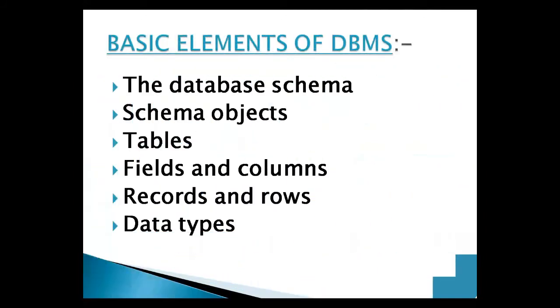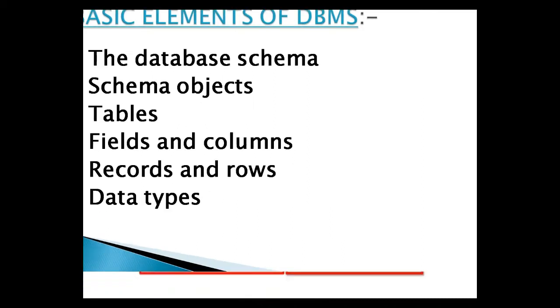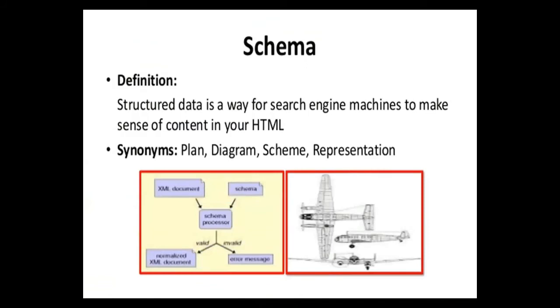Next heading is basic elements of the database management system. These are the basic elements of the database management system. First one is the database schema. Second is schema objects. Third, tables. Fourth, fields and columns. Fifth, records and rows. And sixth, data types. Now, first is schema.